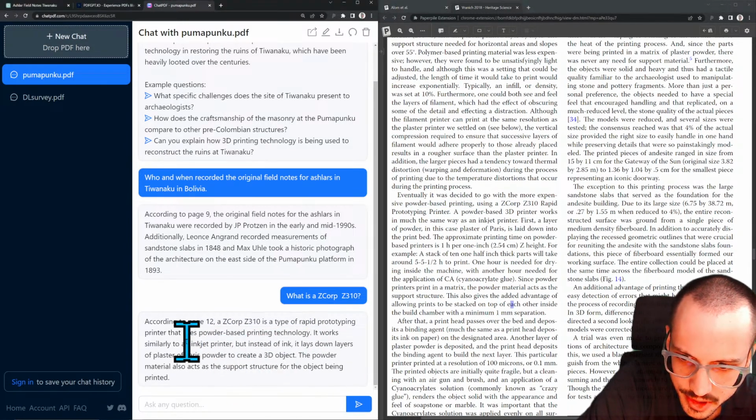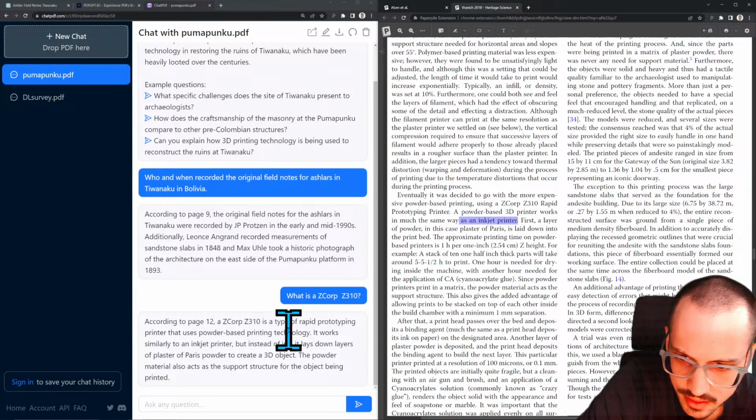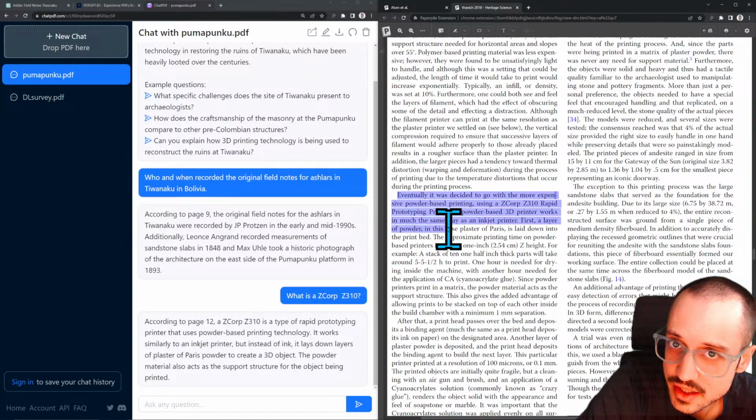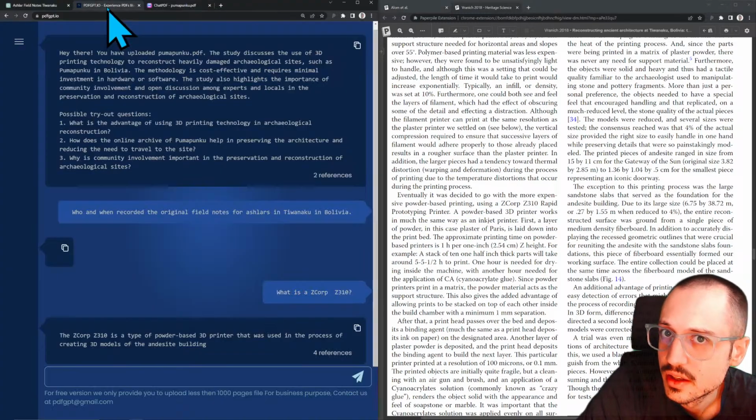Okay, that's correct. Similar to an inkjet, but instead of ink, it lays down layers, in the same way as an inkjet printer. Powder material also acts as the support structure. Since powder print is in a matrix, the powder acts as the support structure. Okay, so ChatPDF basically gave us this paragraph here, and then it kind of selected a couple different parts of it. See PDF-GPT.